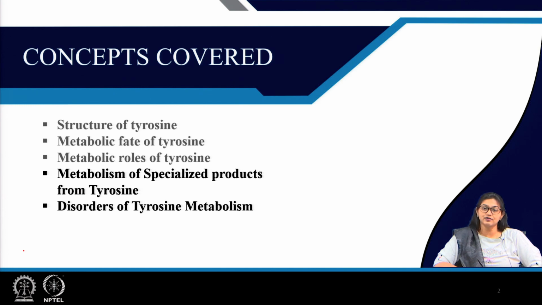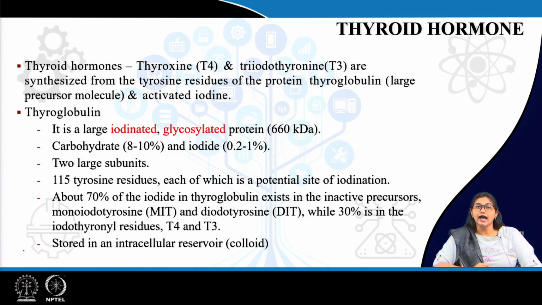In today's class, we are going to discuss two other very important products synthesized from tyrosine: thyroid hormone and a pigment, melanin. Now, thyroid hormone is a very vividly discussed hormone every day. Every day we talk about thyroid level, hypothyroidism, hyperthyroidism, thyroid disorders. So, let us learn a few things about thyroid hormone and its synthesis.